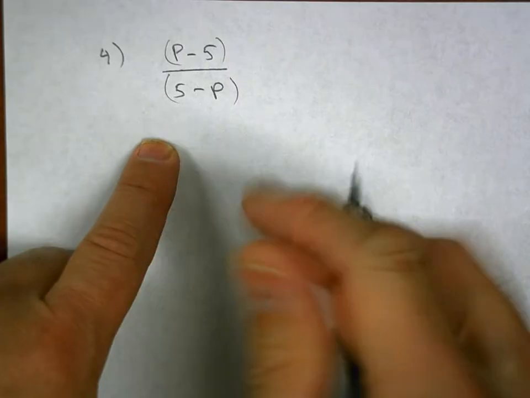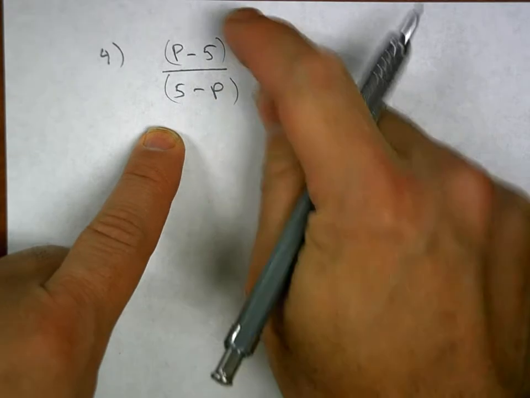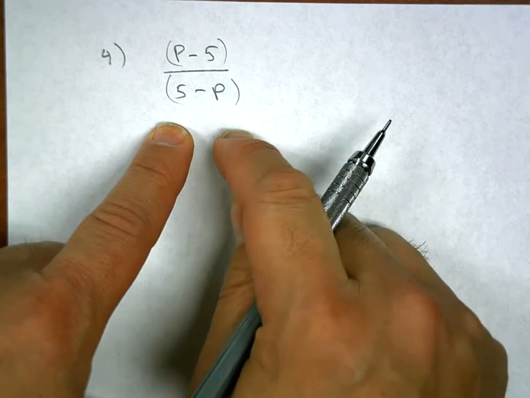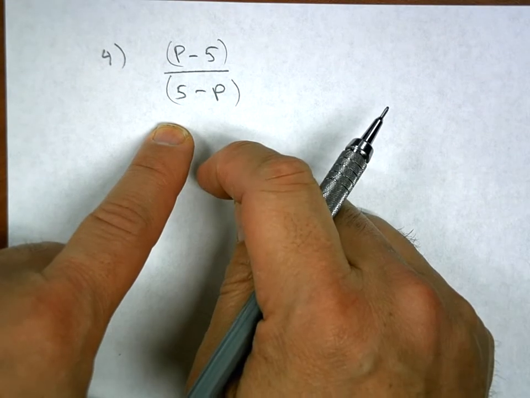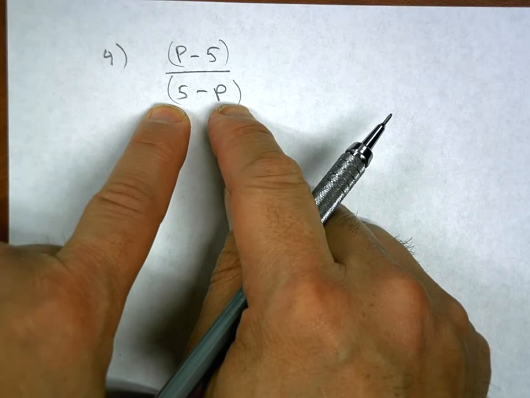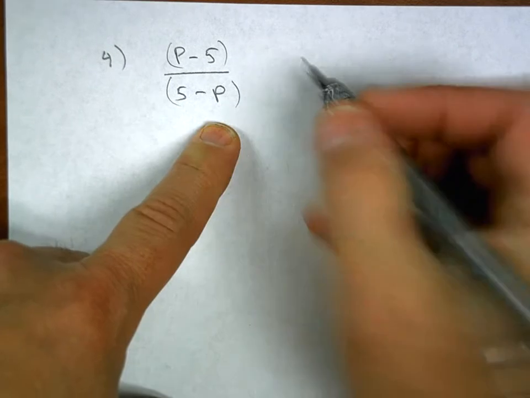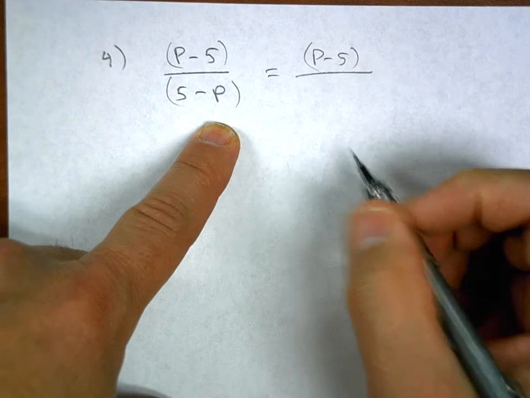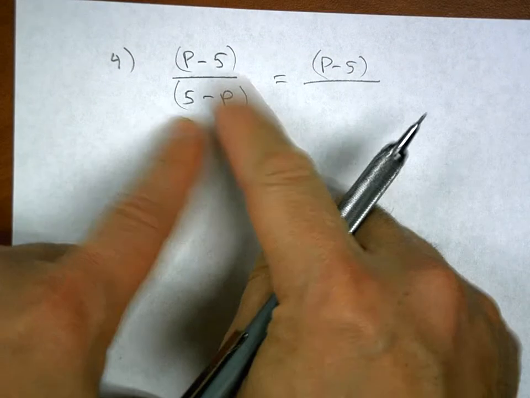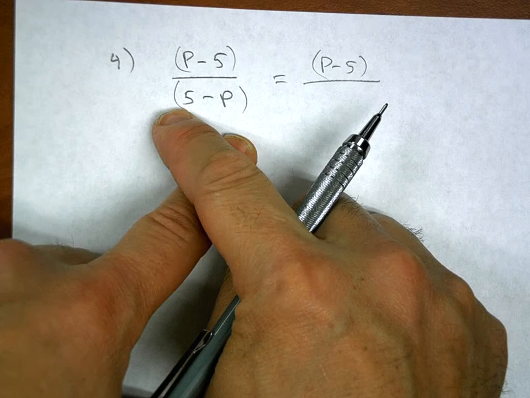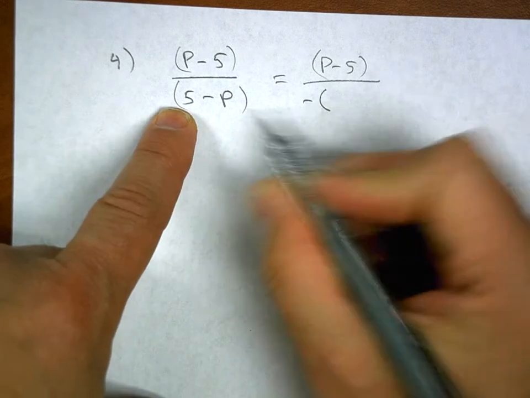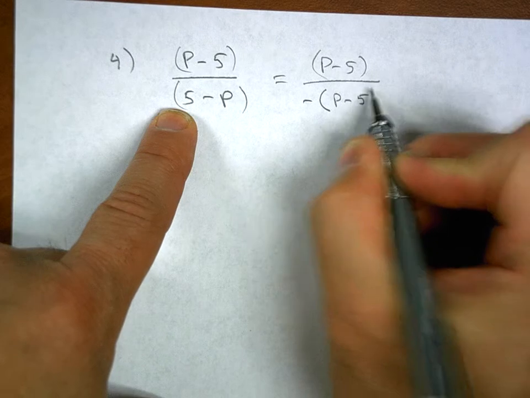We could cancel these if this was P minus 5 on the top and P minus 5 on the bottom. The same thing on the top, same thing on the bottom, it just reduces out as 1, right? So why don't we do that? Let's switch the bottom. P minus 5 still on the top, over, and if we switch it, what do we have to do? Take out a negative. So take out a -1, and instead of 5 minus P, that's P minus 5. There you go.